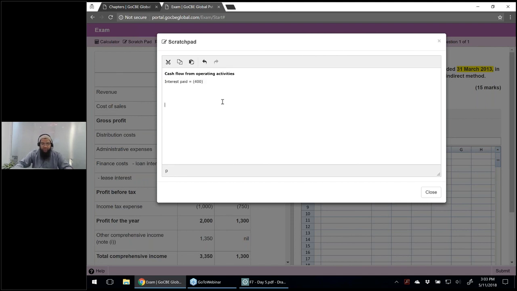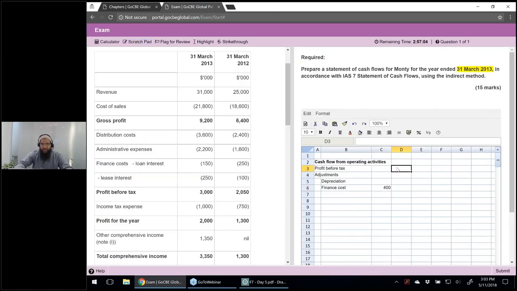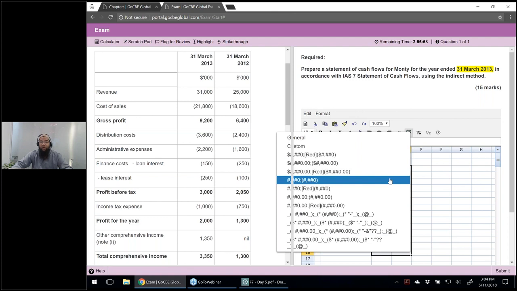And similarly, we can keep some values for investing activities and some for the financing activities. Okay, so now the profit before tax was 3000. So we'll be writing profit before tax of 3000 over here. We can select these values and apply the formatting. This option we are going to select in the format.